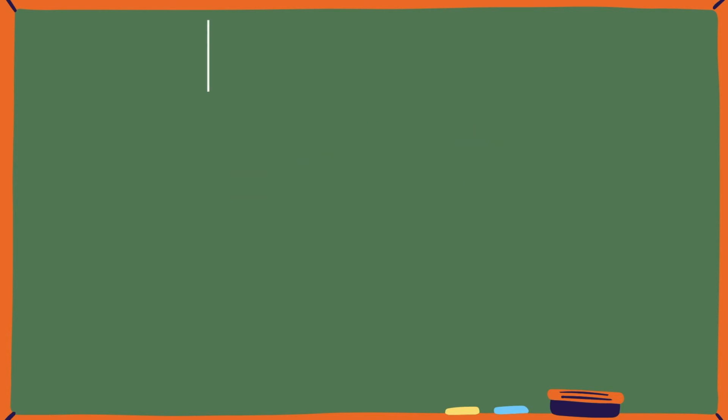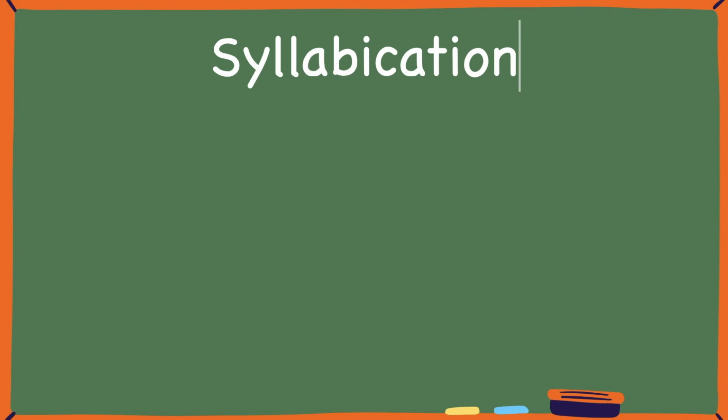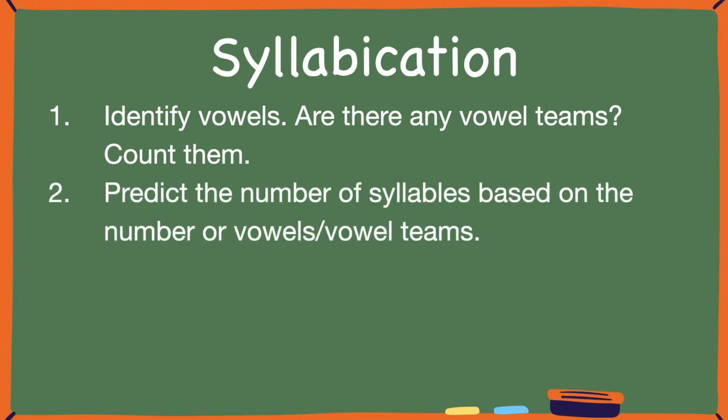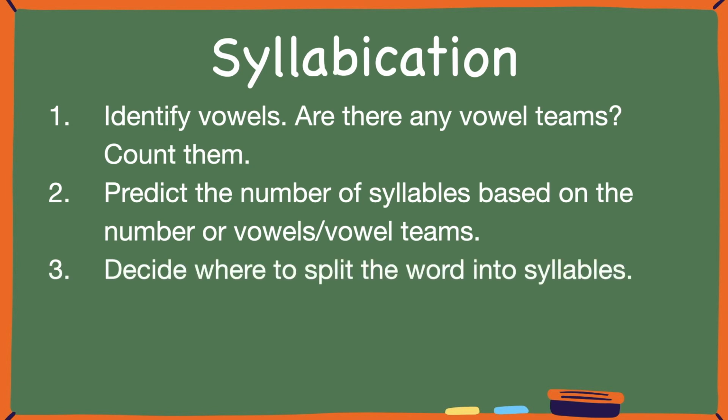Let's revisit the process of syllabication. First, we need to identify the vowels and decide whether they are working alone or in vowel teams. When we count, each vowel team is counted as one. It is helpful to number each standalone vowel and vowel team as we go so we can make our prediction for how many syllables there will be. Then, we decide where to break the word into parts.